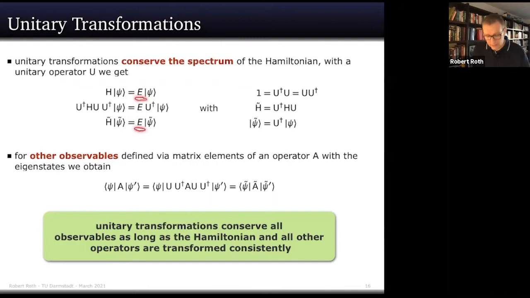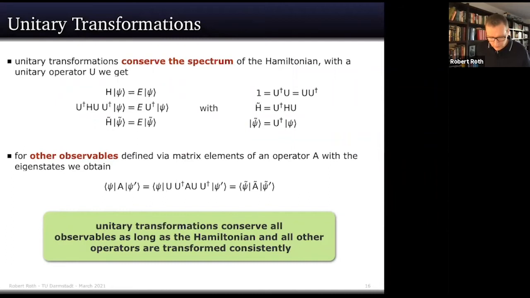So if you now forget about all of the stuff above and just solve the eigenvalue problem of the unitarily transformed Hamiltonian, you get eigenvalues which are by construction the same as for your original problem. So that is the statement: unitary transformation conserves the spectrum. So eigenvalues don't change. That's great. You get the same physics out of the solution of the Schrödinger equation. And it goes further than that.